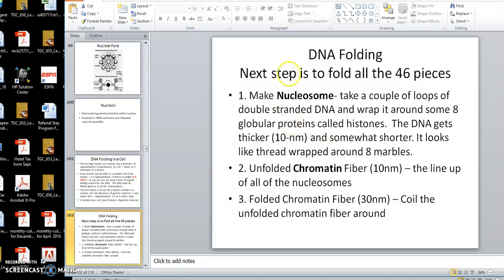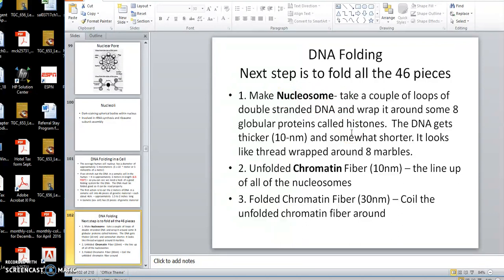Then you start this folding pattern. The first folding pattern is a nucleosome. Now imagine you have this thread. Let's say the thread is the DNA. And then you're going to fold it around some marbles. The marbles would be proteins called histones. That would shorten the DNA, but it would get thicker. That first folding pattern is called a nucleosome.